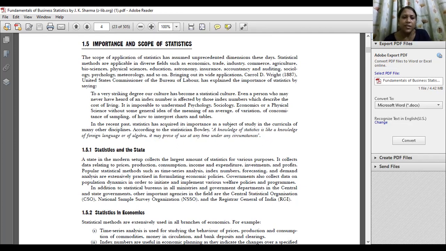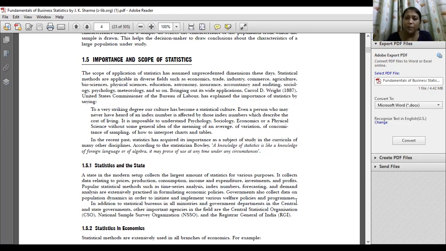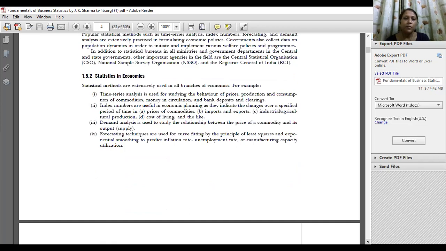So, next is statistics in economics. What are the applications of statistics in economics? A state in the modern setup collects a large amount of statistics for various purposes. It collects data related to prices, production, consumption, income and expenditure, investments, profits. Popular statistical methods such as time series analysis, index numbers, forecasting, demand analysis are also used for this statistics in economics.